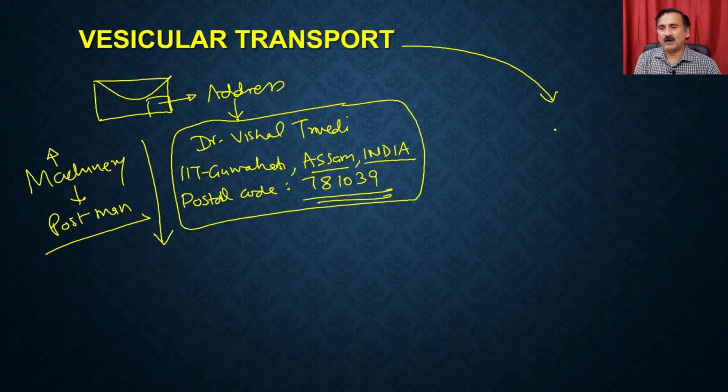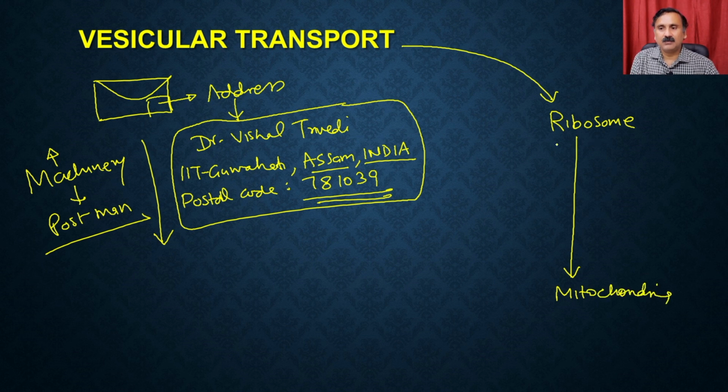Similar to that, when you want to send a packet, for example, a protein is being synthesized from the ribosome, and if it has to go to the mitochondria, then you are going to require an address, right? So you have to attach an address to this particular protein, which is going to be present in a vesicle. This vesicle is going to contain the protein of your interest, which you are going to send to the mitochondria. Now to this vesicle, we have to attach two things.